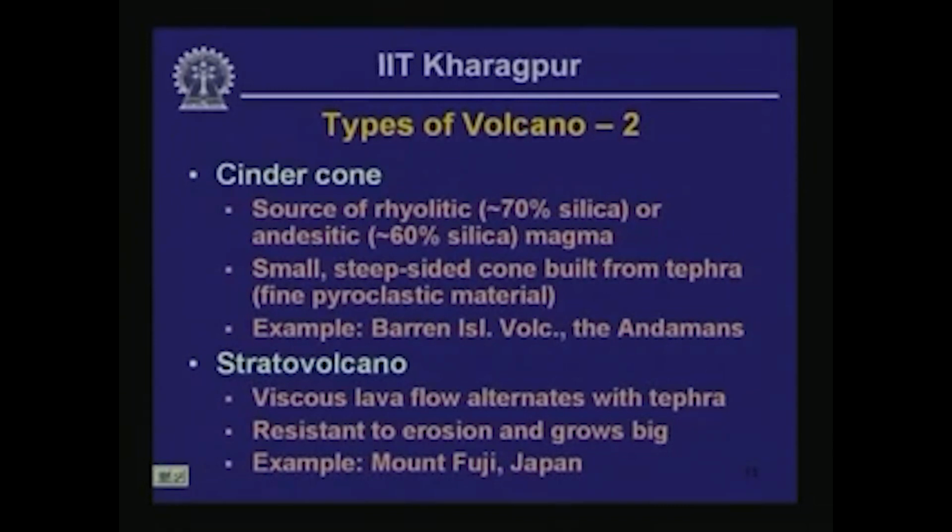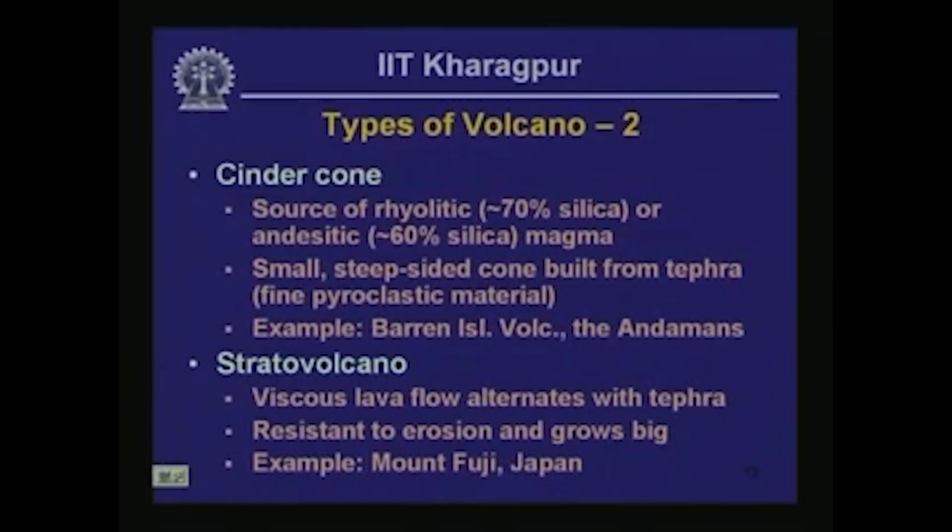The fourth type of volcano, this is a huge feature actually, is called a stratovolcano. Here viscous lava flow alternates with tephra, and resistance to erosion is imparted because of the alternation of lava flow and tephra fall. This type of feature can grow very big indeed, an example being Mount Fuji in Japan.